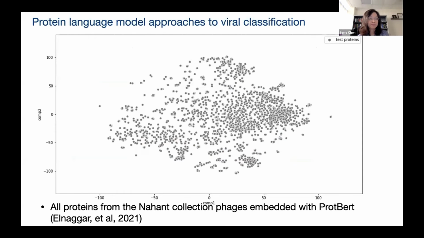So this is all of the proteins from that Nahant collection that I told you about. We're going back to the oceans here. So this is all the proteins from those 241 phages embedded with ProtBERT. Again, we're not building these language models on our own. We don't have the resources to do that. We are using pre-built language models. So this is all the proteins from the Nahant collection.